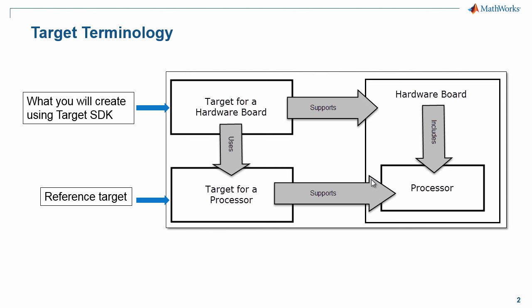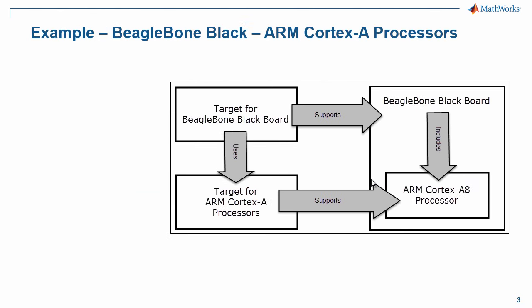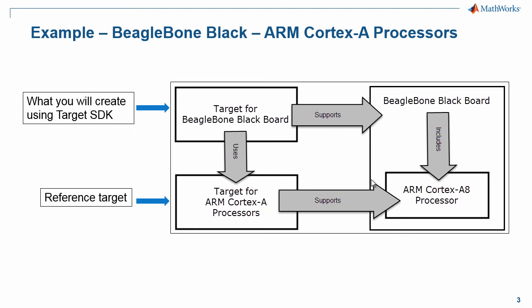Let's take an example. BeagleBone Black is a board based on ARM Cortex-A processor. MathWorks provides a reference target for ARM Cortex-A processors. Then you, the target author, use this reference target along with the target SDK to expand the support for a specific board, in this case BeagleBone Black.